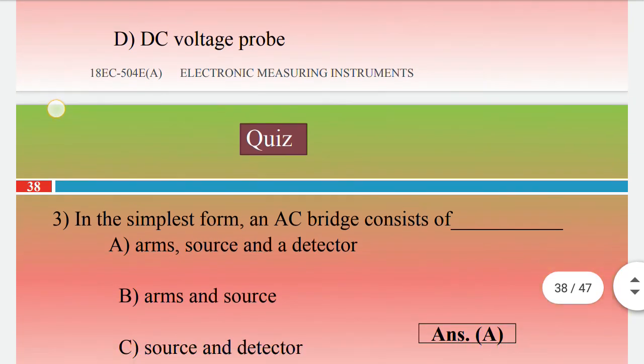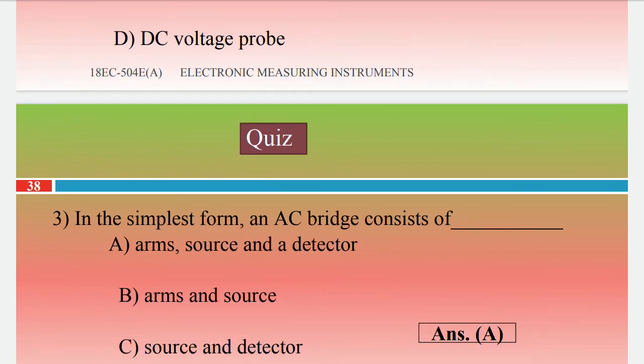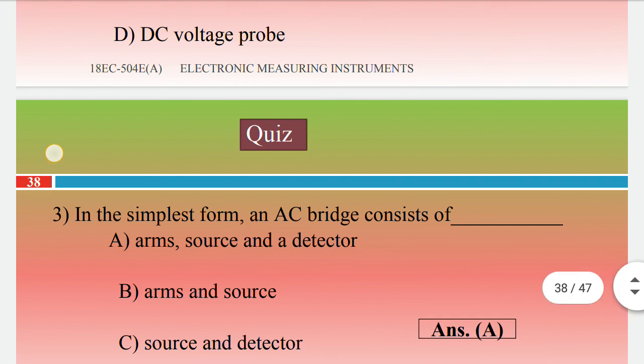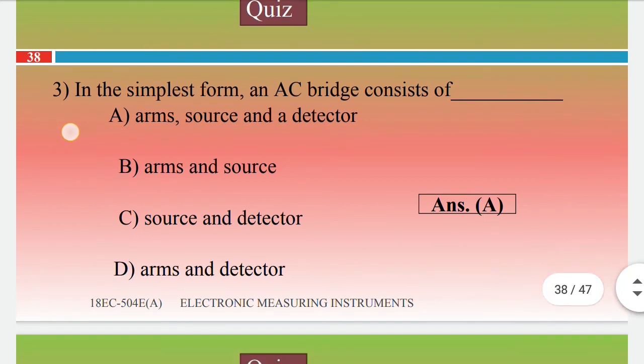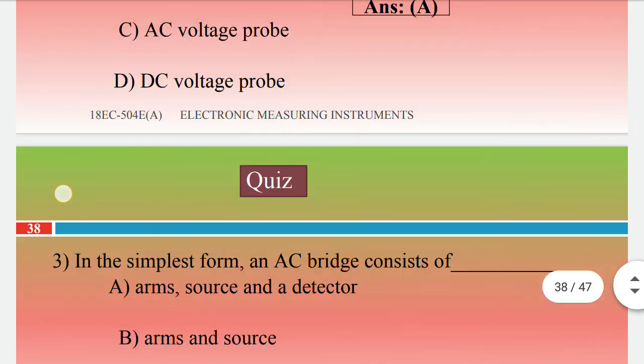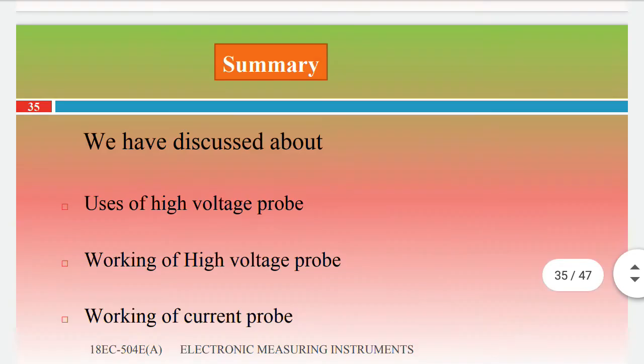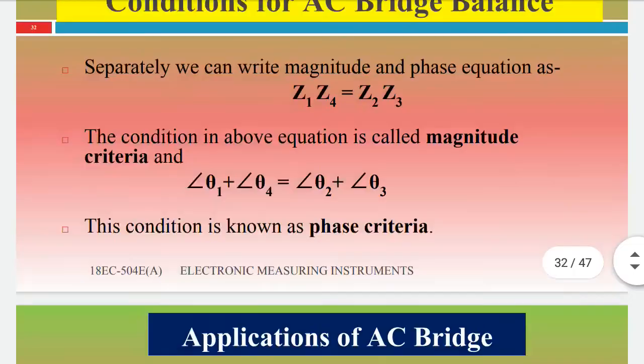In the simplest form, an AC bridge consists of dash. A source, detector, amps. B arms and source. C source and detector, and D arms and detector. So in the simplest form, AC bridge consists of dash. So we can see in the figure if we go to the slide.